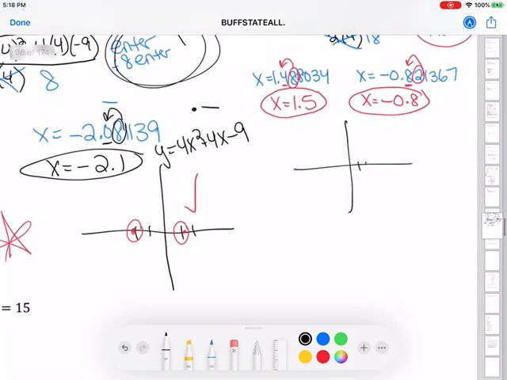You can do your quick little check. You'll notice that if you do, you'll look at your graph after you plug it into your y equals, and it crosses at 1.5, so right here, halfway between 1 and 2, and at about negative 0.8, so just a little bit before negative 1. It crosses here and here. Check.